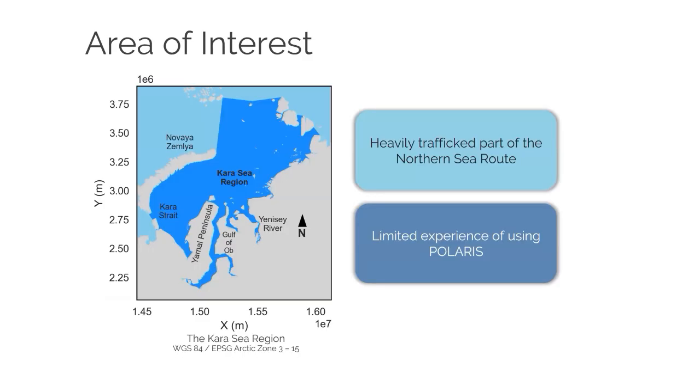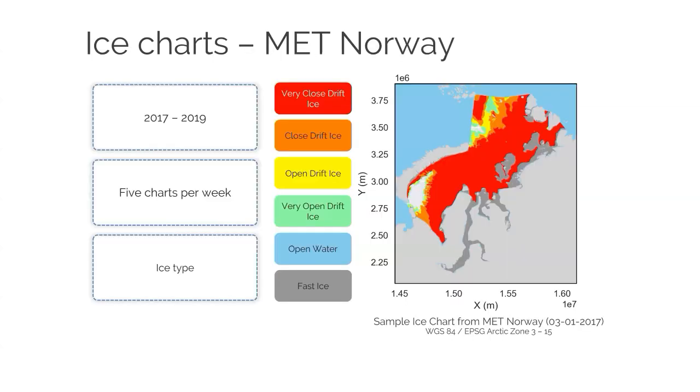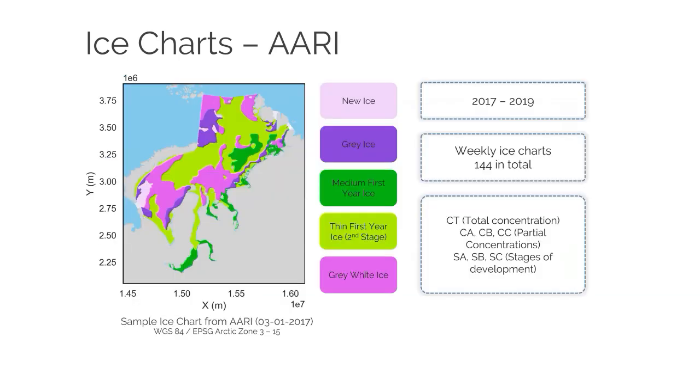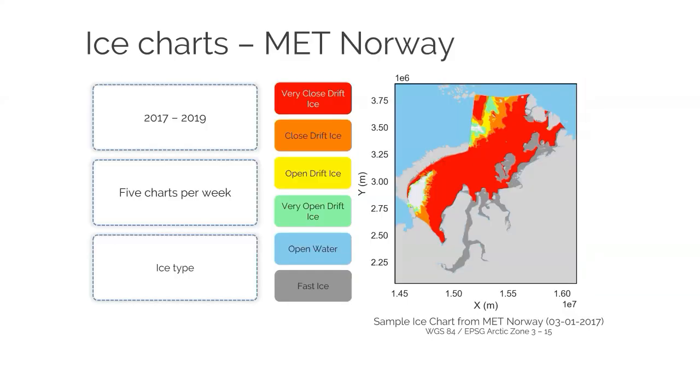If you want to do some data analysis, you define an area of interest. If you're doing geospatial data analysis, you do that. So we defined an area of interest. This is basically a particular sea in the northern sea route, and we have sea ice charts for this particular sea. You have 2 different sea ice charts: from Met Norway, and from ARI.